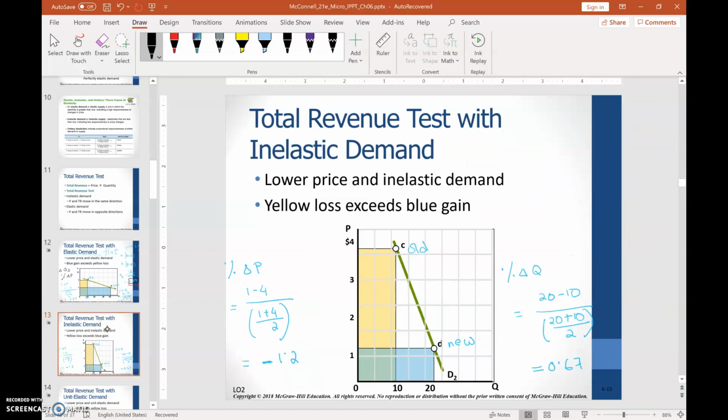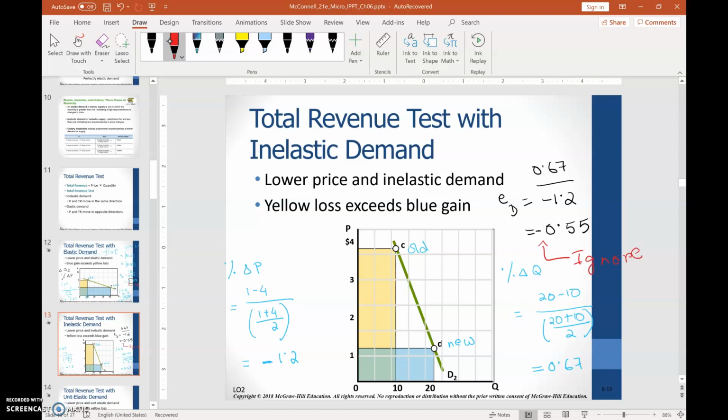Now let's go and take a look at inelastic demand. We have two sets of points, C and D. C is the old point and D is the new point. I'm going to use what I used before, which is the midpoint formula of calculating price elasticity of demand, and I end up with the percentage change in price to be negative 1.2. The percentage change in quantity is 0.67. Now, to find out the elasticity of demand, I will divide the percentage change in quantity over the percentage change in price. In my calculation, it is negative 0.55. Please always check the calculations.